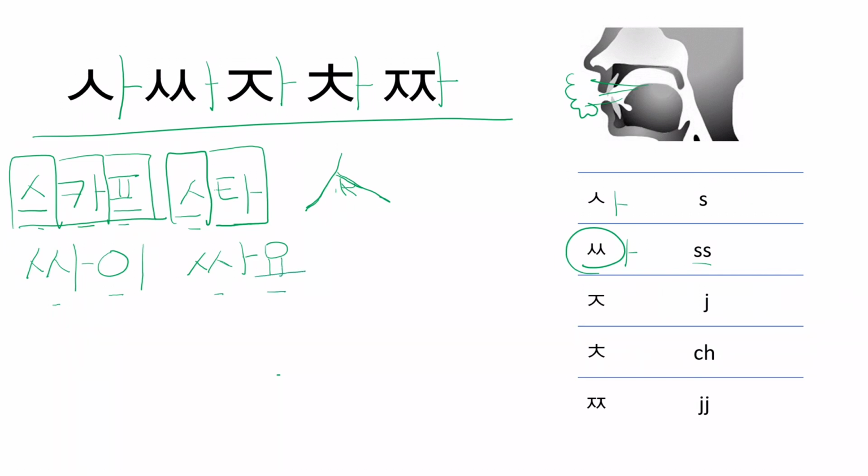Sa-yo. The singer. Sa-i. Sa-yo. To be inexpensive, sayo. Let's go to the j, cha sound.